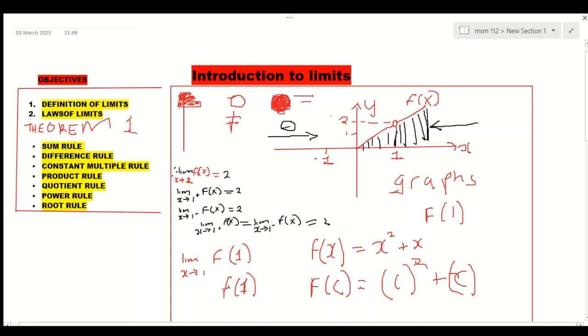So f at 1 does not exist, is 0, because at 1 there is an open circle, meaning you cannot find the value of f at 1, so it means 1 is not included. Remember what you learned in semester 1 on set interval notation, it means 1 is not included. So f at 1 is 0, it's not included. Let me give you this one.